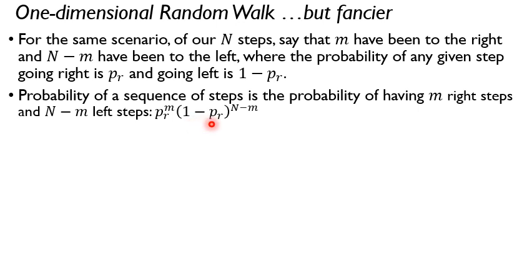So instead you can compress that into the probability of a leftward step raised to this exponent, which is the number of leftward steps you have. But this is for a given sequence of steps, where for instance you went right, right, left, left, or something like that. But you could have wound up in the same place if you went left, left, right, right. So how many different ways can we wind up with m rightward steps overall?